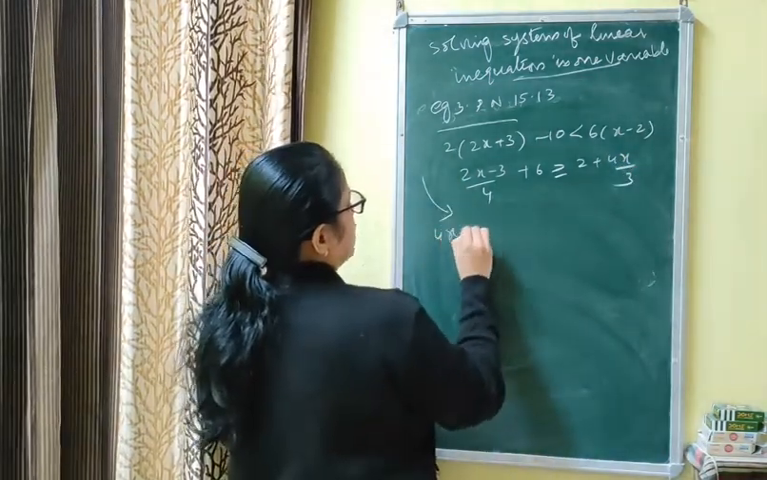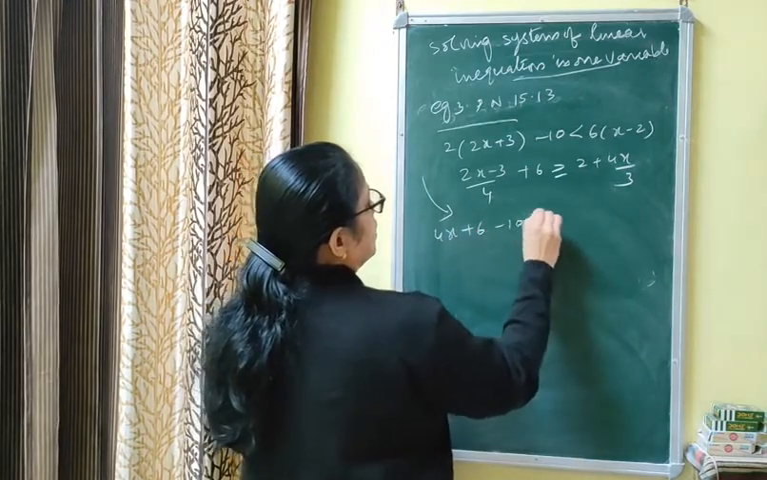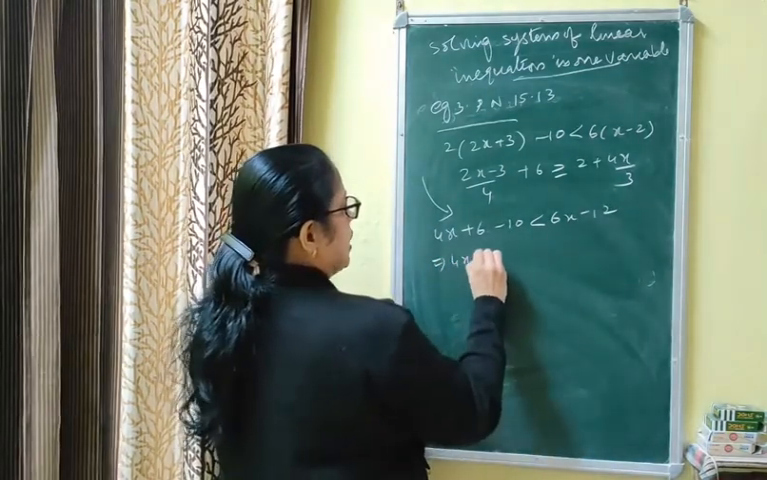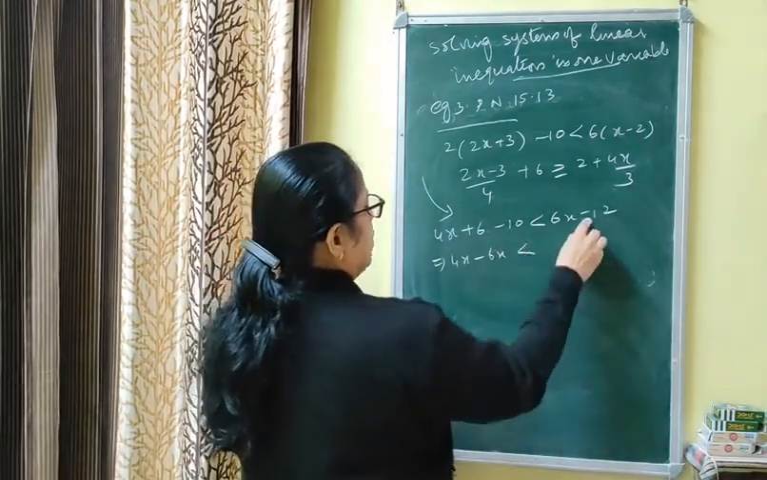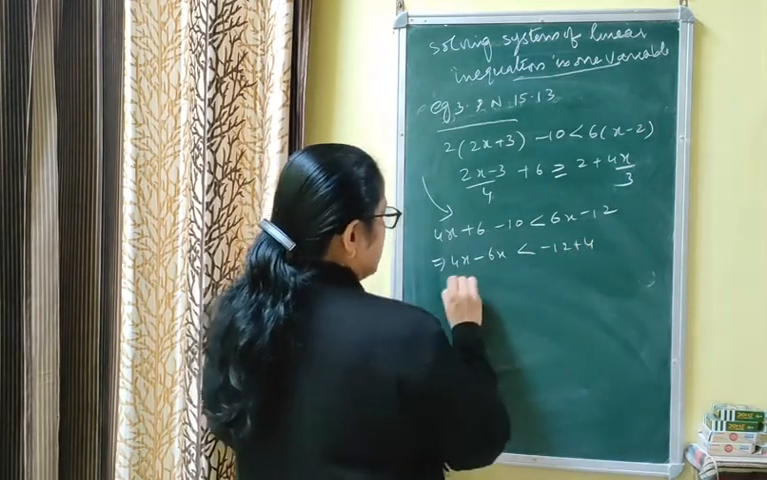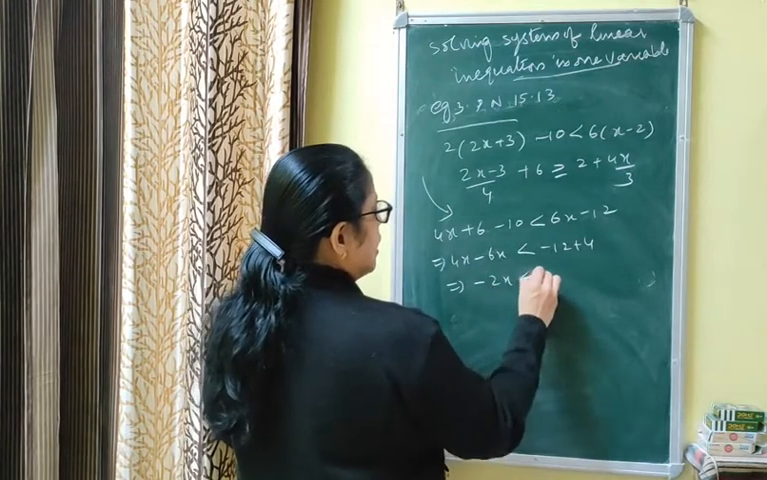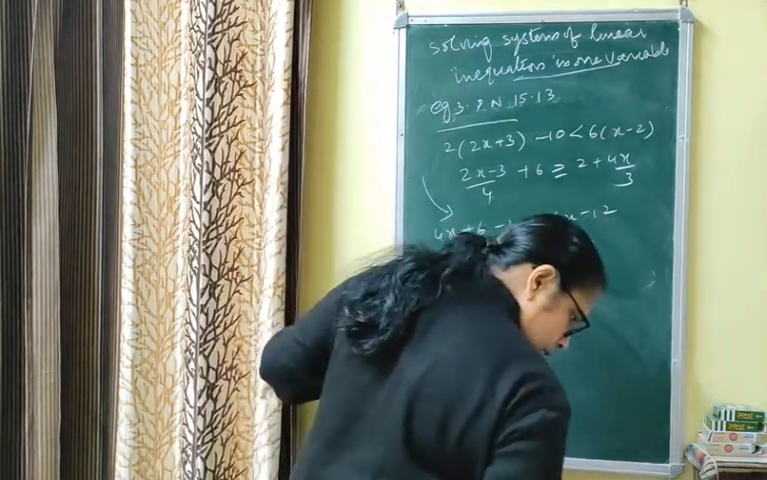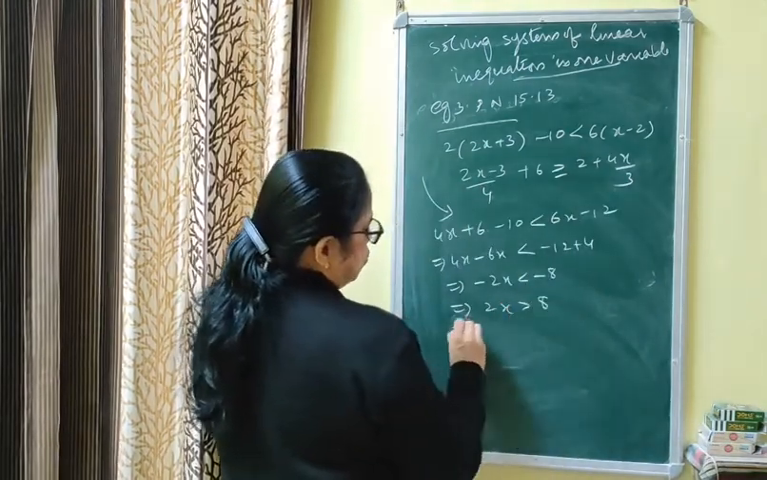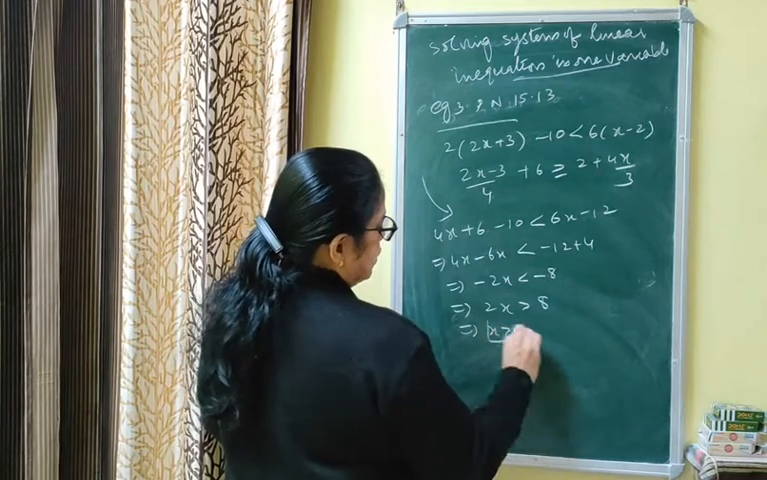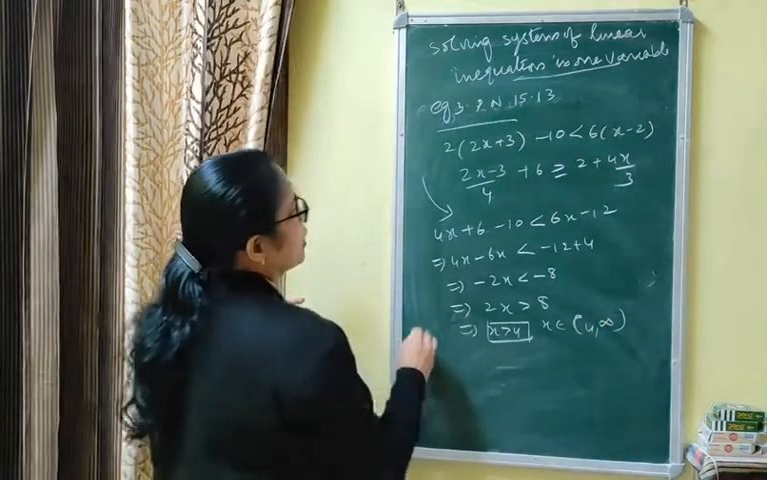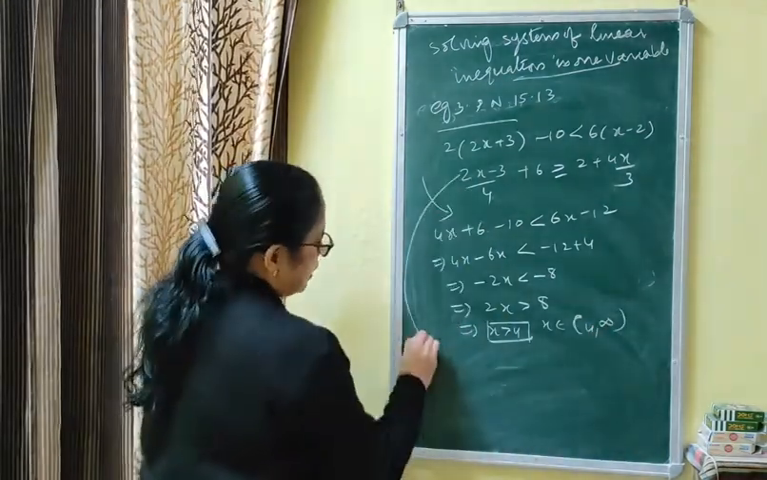By opening the bracket, you will get 4x plus 6 minus 10 less than 6x minus 12. That means 4x minus 6x less than minus 12 minus 4, that is minus 12 plus 4, that is minus 2x less than minus 8. That implies 2x greater than 8, in order to make it positive, implies x greater than 4. That is x belongs to 4 to infinity, both open.